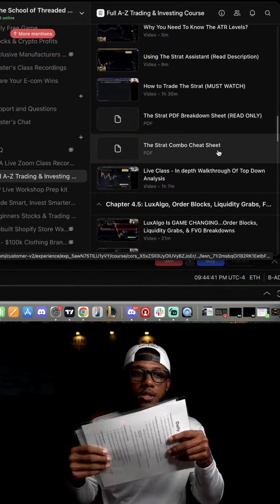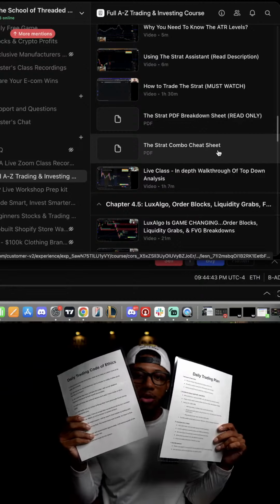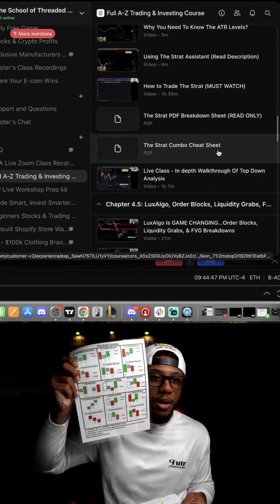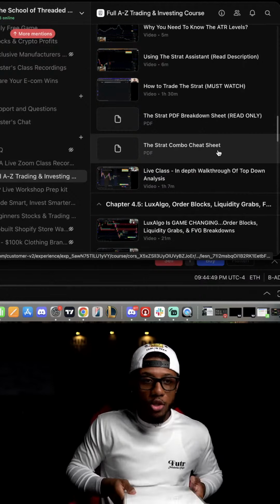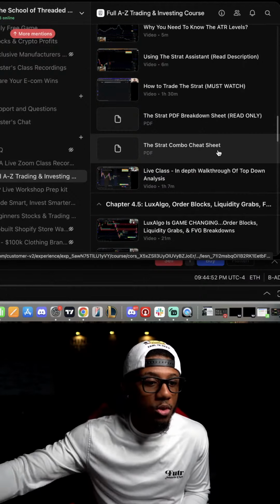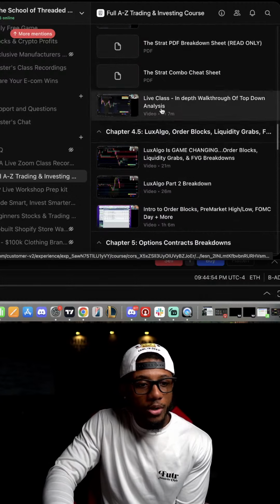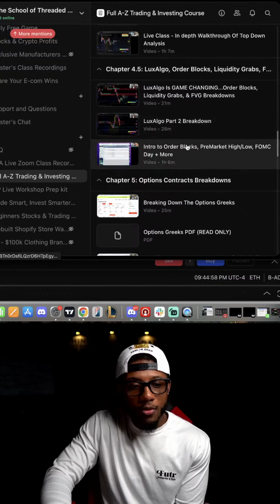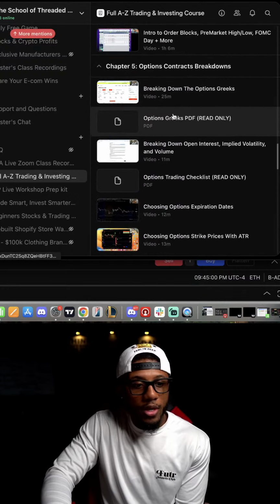All this stuff you can pretty much just download, like these PDFs and trading plans. I create all of this for my community. You can print them out and laminate them, and I give you a guide on how to utilize them. Down here, we talk about LuxAlgo, how to use smart money concepts, how to set up everything, and what everything is. We break everything down in depth.